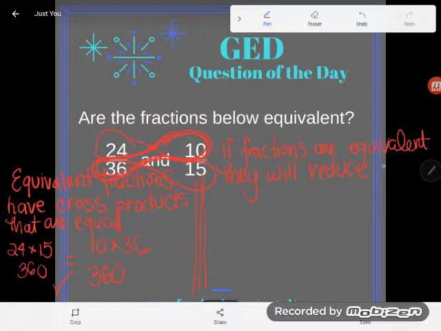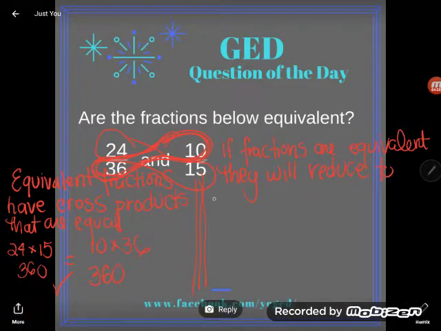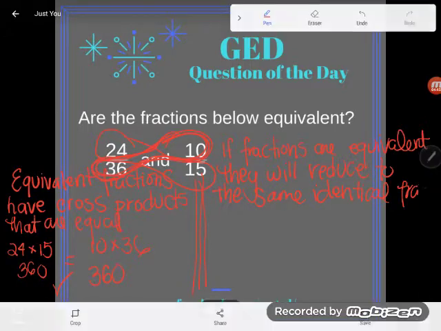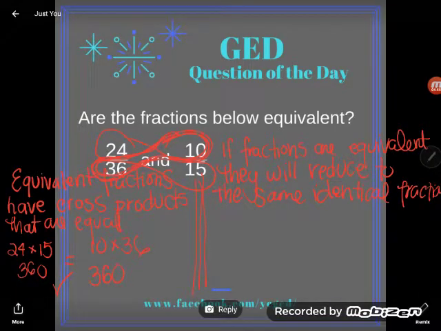So if fractions are equivalent, they will reduce to be the same exact identical fraction. Not just equivalent, but identical. Same numerator, same denominator. So let's try reducing each one of these fractions.